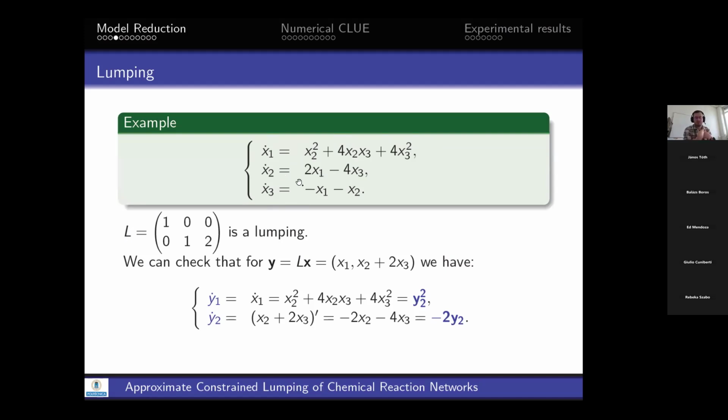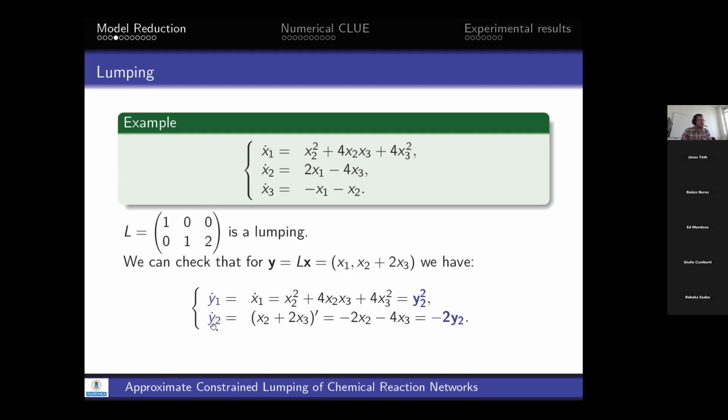And we can check quite nicely that this matrix L that we have here, 1 0 0 0 1 2, is actually a lumping of this system. If we consider these two new variables, y1 equals x1 and y2 equals x2 plus 2x3, which is just this matrix multiplication over here, we have that the derivative of y1 is the derivative of x1, and we substitute using the system above, and we realize that this thing over here is just the square of what I have defined as y2, so I can just write y2 squared.